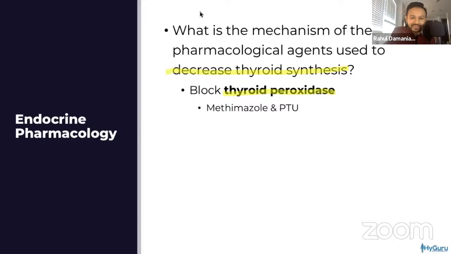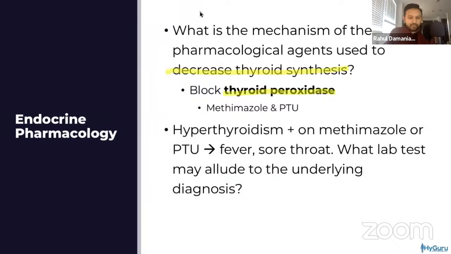An important vignette, which you may get related to methimazole and PTU, is going to be the following. So the patient has hyperthyroidism, is started on methimazole or propylthiouracil, and now suddenly presents with fever and sore throat. What lab test may allude to the underlying diagnosis? Go ahead and put that in the chat.